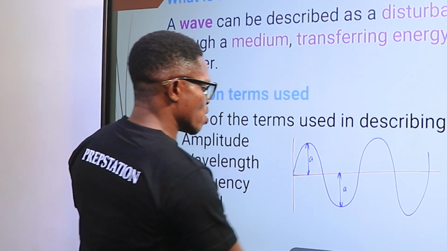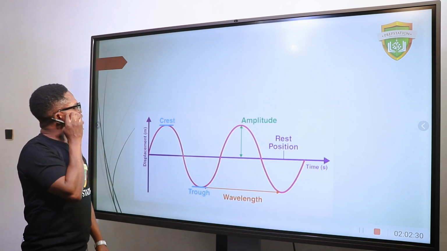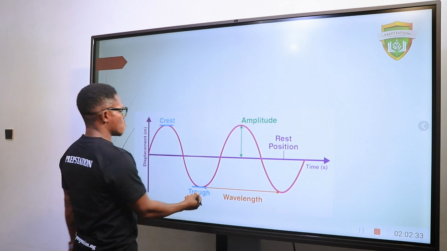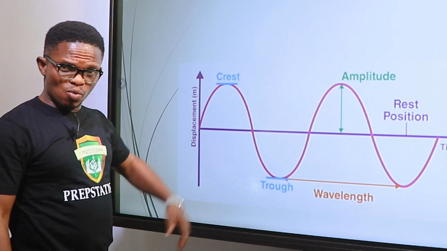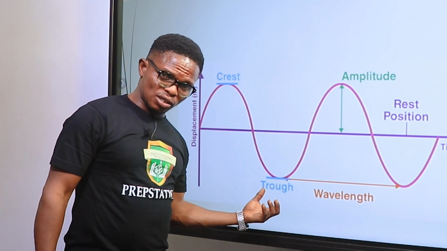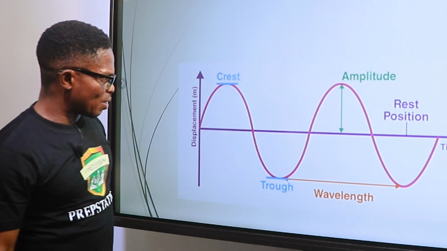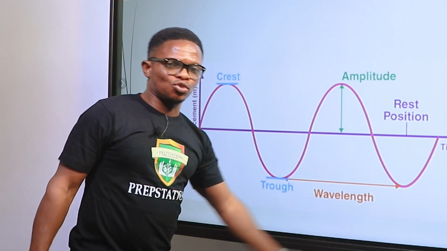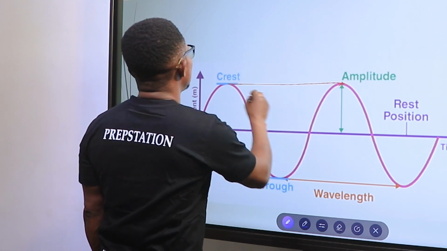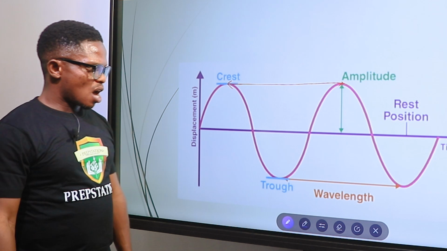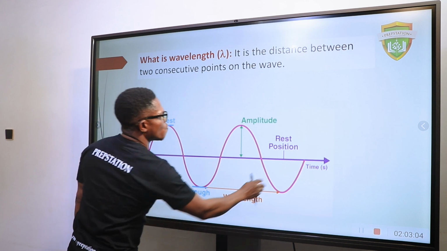Now, what is wavelength? I should have a diagram to explain this. Wavelength is the distance from trough to trough, or from crest to crest. The highest point of a wave motion is called the crest, while the lowest point is called the trough. The height is what is called amplitude, as I explained before. The distance from trough to trough, or from crest to crest, is known as wavelength.